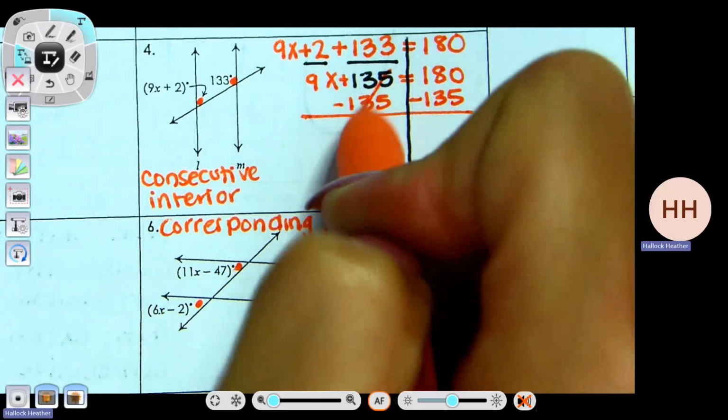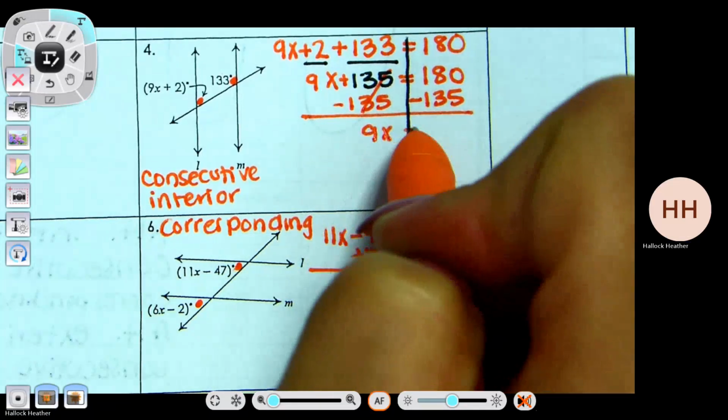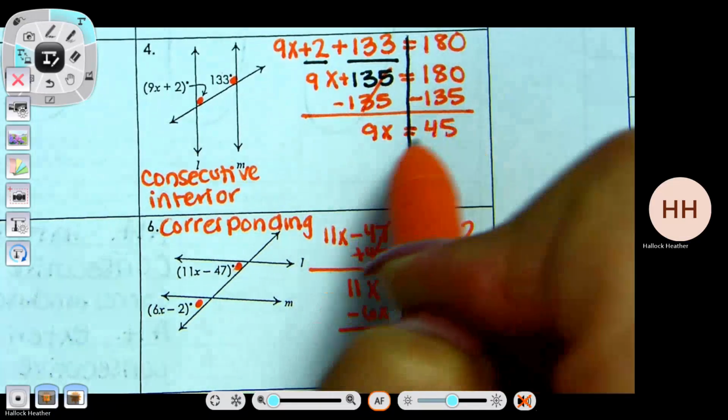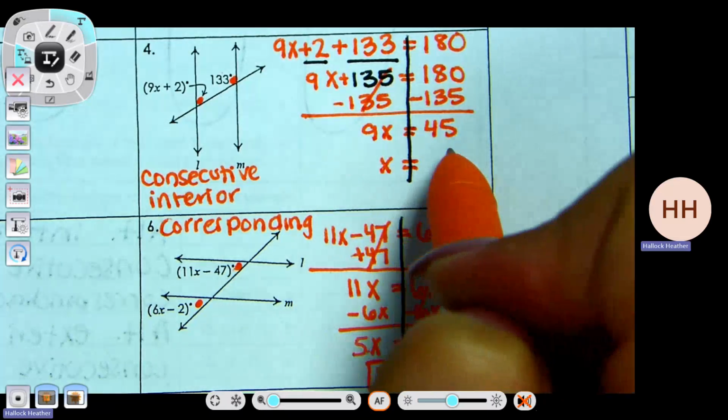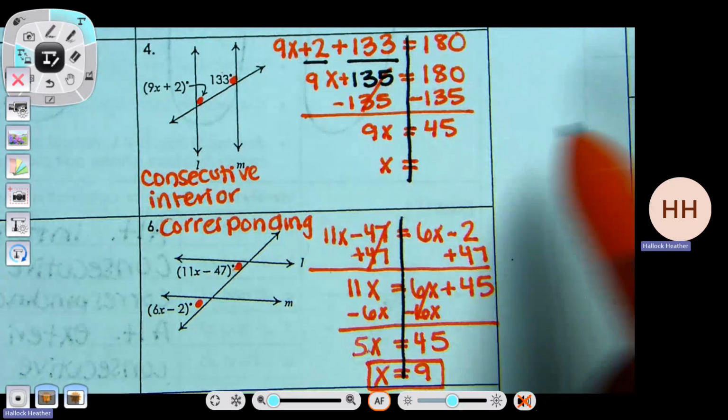Same thing. Oh, it's like the opposite of the last problem. So X is 5.